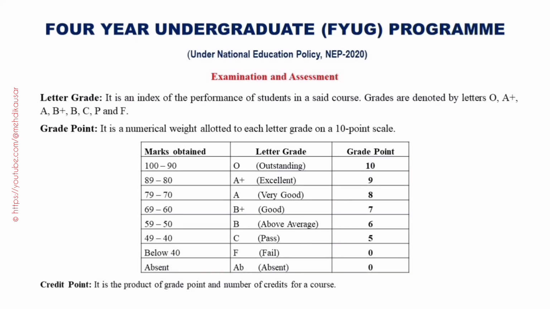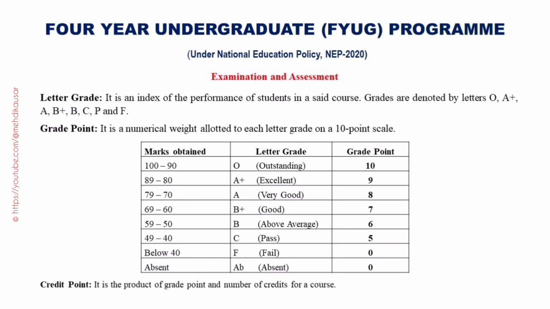Now, let us see the examination and assessment pattern. The performance of a student will be measured in terms of letter grade in CBCS system. The letter grade is actually an index of the performance of students in a set course. The grades are denoted by letters O, A+, A, B+, B, C, P and F. There is a grade point associated with each letter grade. Grade point is a numerical weight allotted to each letter grade on a 10-point scale.